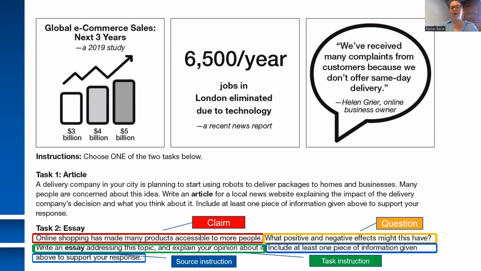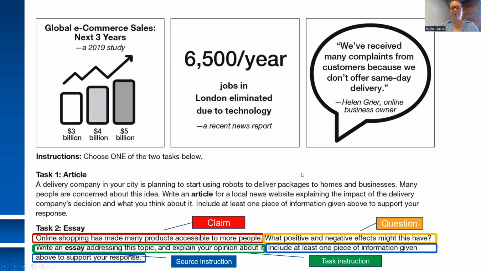So this part tells you the genre that needs to be written, the article in this case, and instructs you to include your opinion. And then finally, include at least one piece of information given above to support your response. So that means one piece of information in terms of the sources.